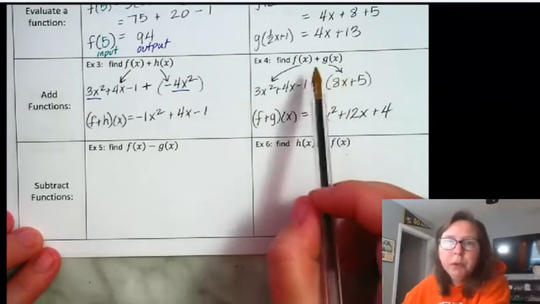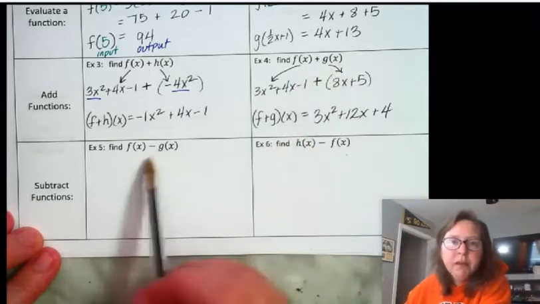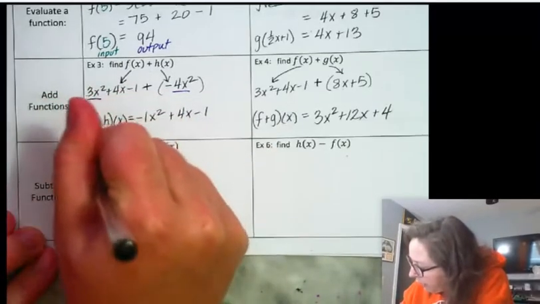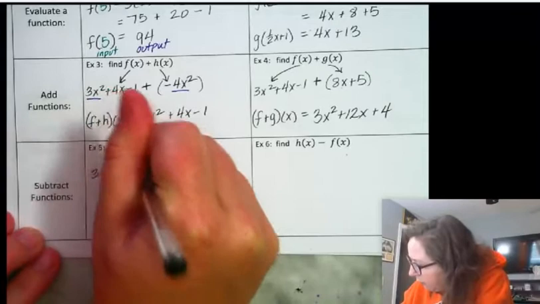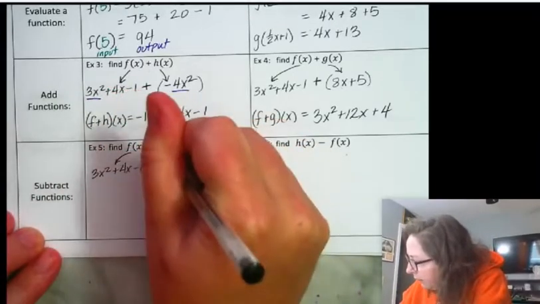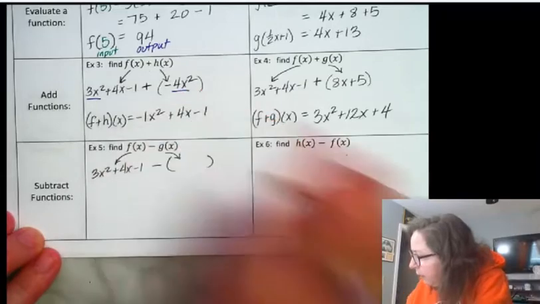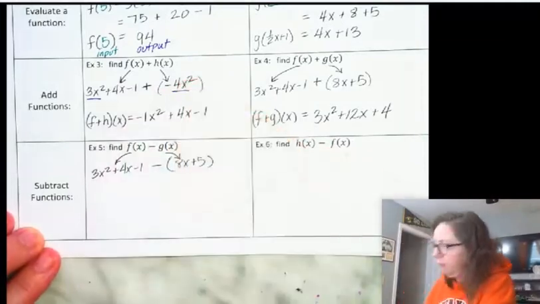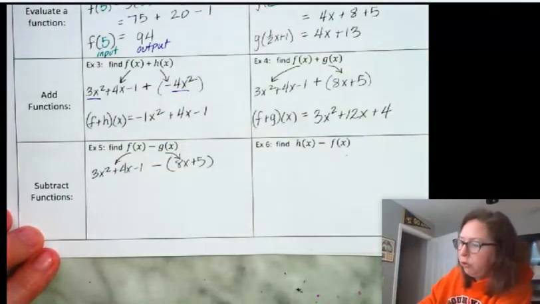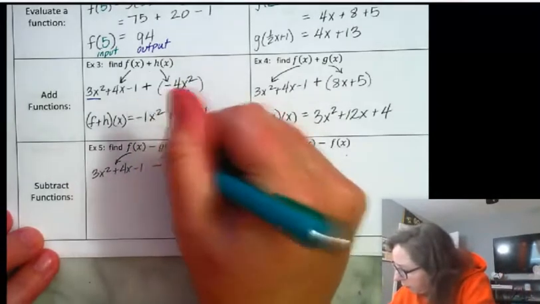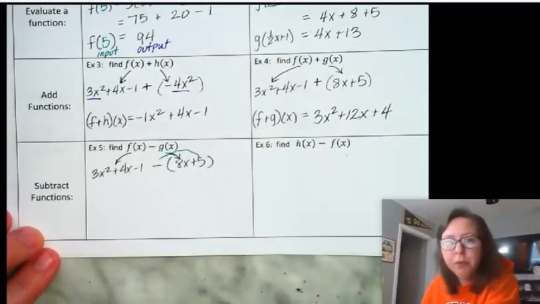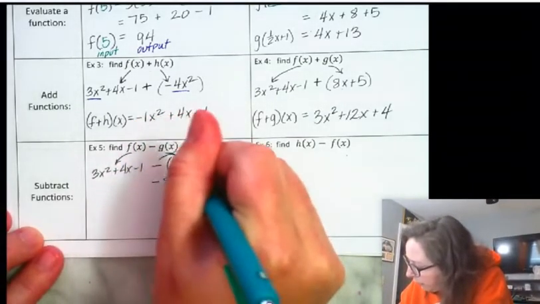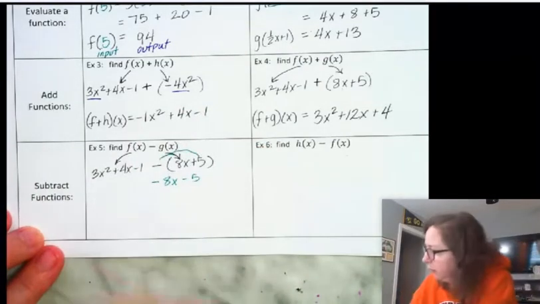Okay, so we're going to repeat f of x and g of x, but this time we're going to subtract them. So 3x squared plus 4x minus 1 minus g of x, and this time I need to put that in parentheses, 8x plus 5. The parentheses are so important because you need to be sure that you distribute that negative 1 to both parts of your binomial. So I get negative 8x minus 5 when I do that distributing.